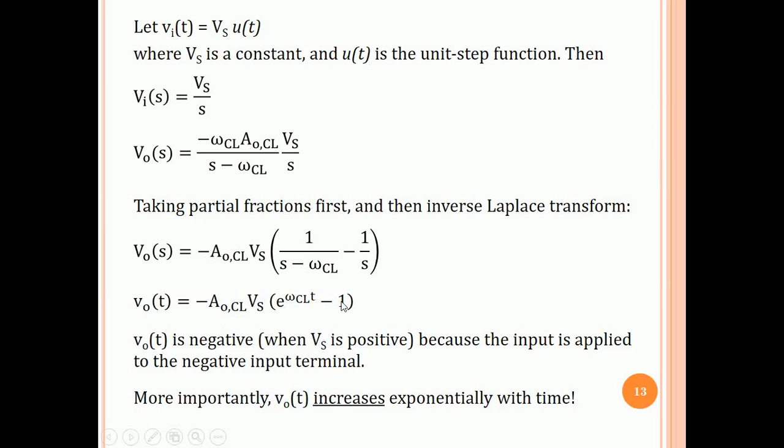Alright. So Vs, okay, so one small comment, VO is negative if Vs is positive. That's because if the input is applied at the negative input, so if Vs is positive, VO will be negative. But that is minor. The major is that VO is increasing exponentially as a function of time. Alright, this is a property of positive feedback. Output increases exponentially with time, e raised to plus omega CLT.